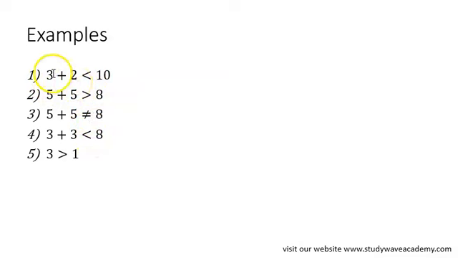We have 3 plus 2 is less than 10. How are we so sure that 3 plus 2 is less than 10? If we calculate 3 plus 2, what will it give us? 5, right? And 5 is less than 10, right? So we have 3 plus 2 is less than 10. That is how to read it.